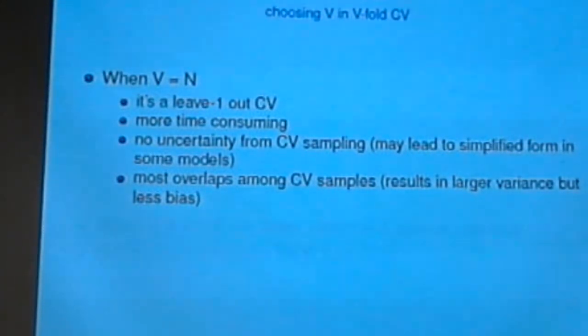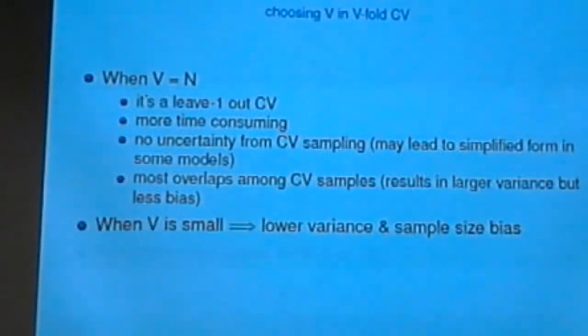And with no uncertainty from the cross-validated sample, there's no way to measure the prediction error. Among other things, this will create some bias. In the literature, people suggest adjusting for the bias using leave-one-out, the so-called jackknife method. There is a lot of overlap among cross-validation samples, which results in larger variance but less bias. So actually there's a trade-off. If V is too small, you have lower variance but sample size bias.